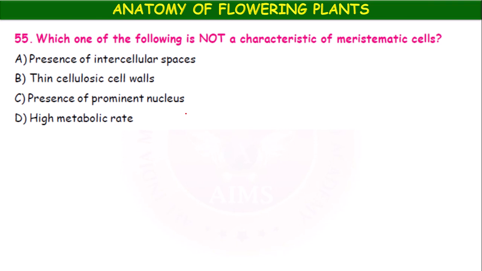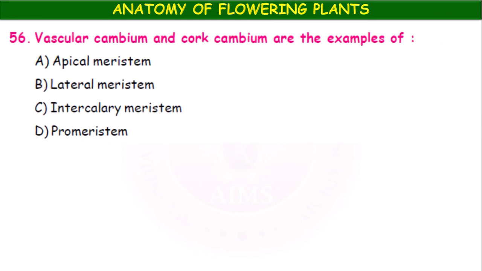Which one of the following is not a characteristic of meristematic cells? Presence of intercellular spaces, thin cellulosic cell walls, presence of prominent nucleus, high metabolic rate. Which is not the characteristic feature? It is the presence of intercellular spaces that is not a characteristic feature of meristematic cells. Vascular cambium and cork cambium are the examples of apical meristem, lateral meristem, intercalary meristem, promeristem.